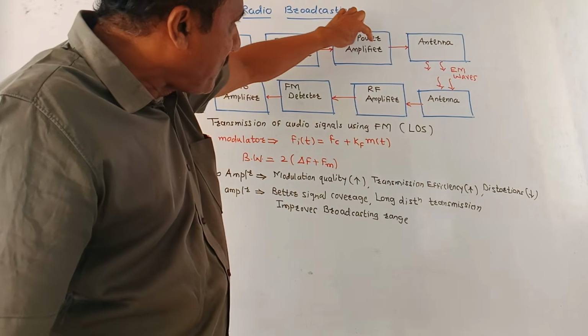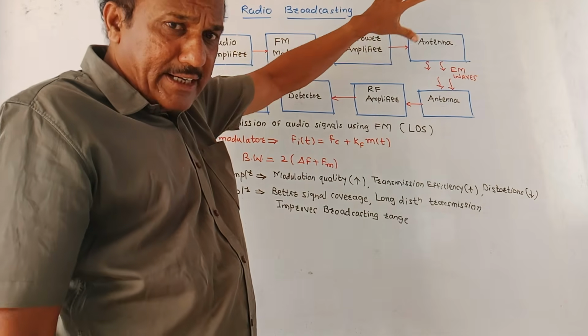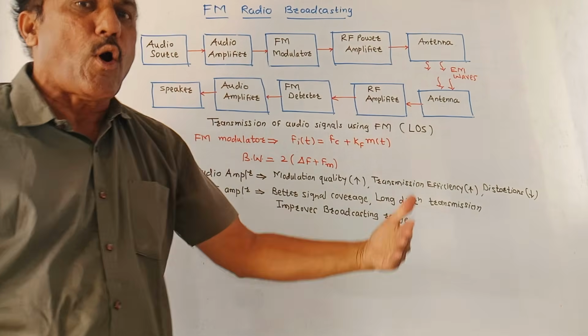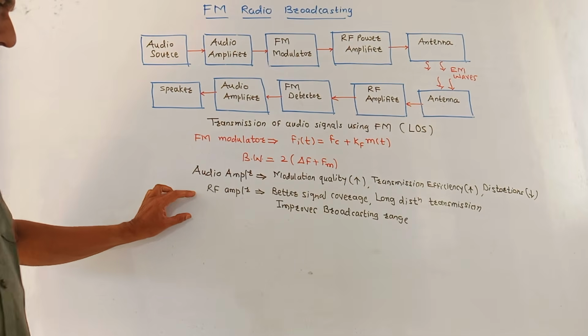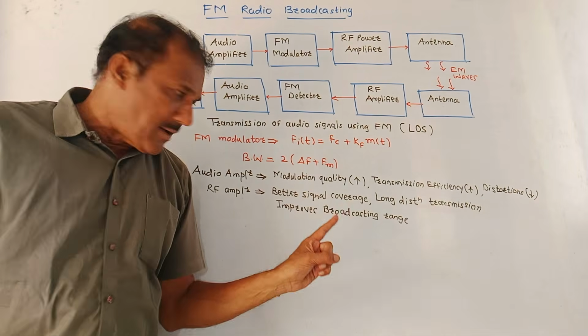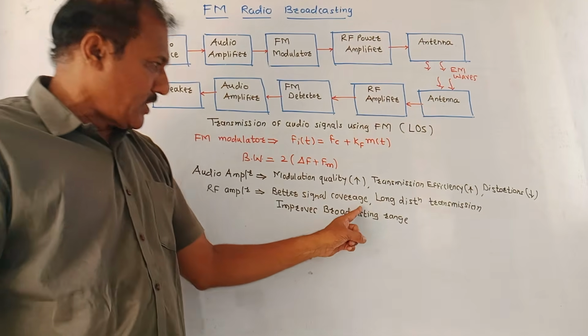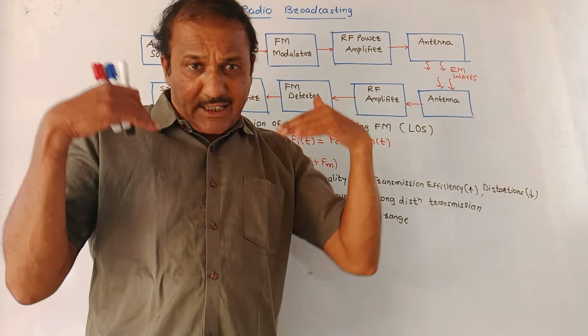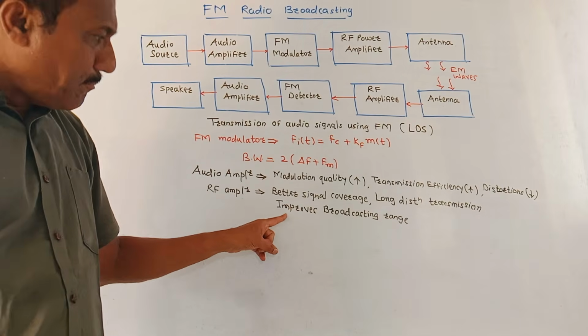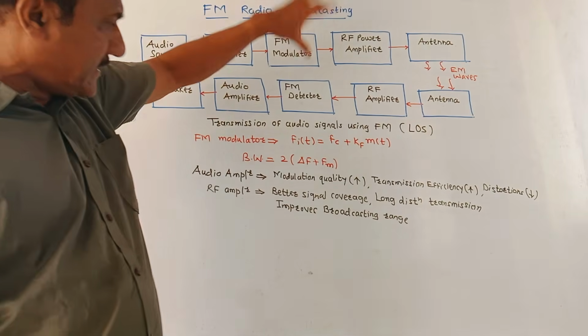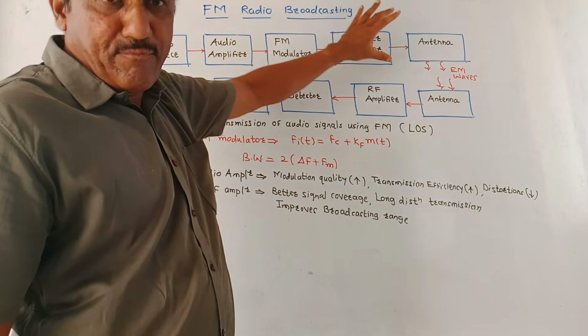Next block is the RF power amplifier. As the name indicates, it is used to boost the power of the incoming signal. The major functions of this block, the RF power amplifier, are: it provides better signal coverage. Then it is basically used for long distance transmission and improves the broadcasting range. So these are the functions of this RF power amplifier.